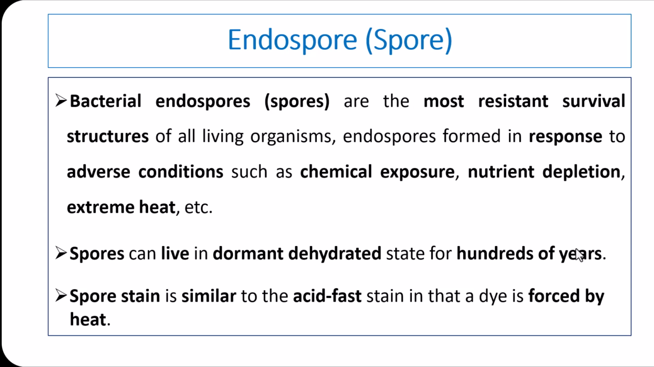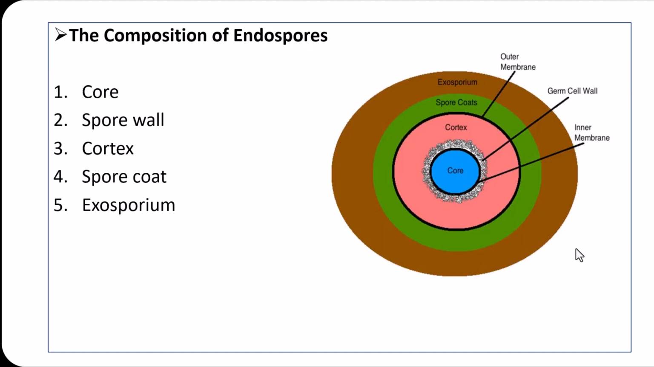So in the spore stain, just like the acid-fast stain, we will use the heat to help the dye enter or get inside this strong structure. The structure of the bacterial endospore. Why do we call it endospore? Because it forms the spore inside the bacterial cell. This endospore has several layers that protect it and allow it to survive for a long term.